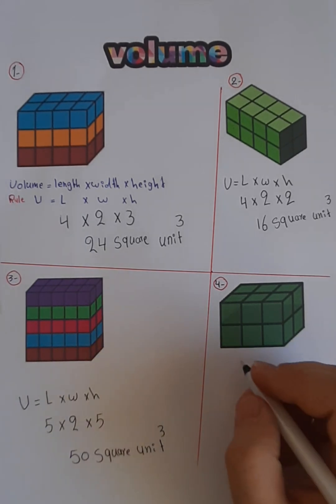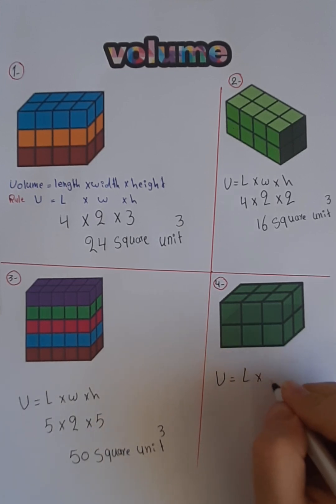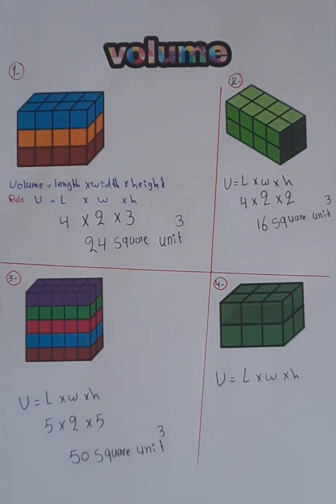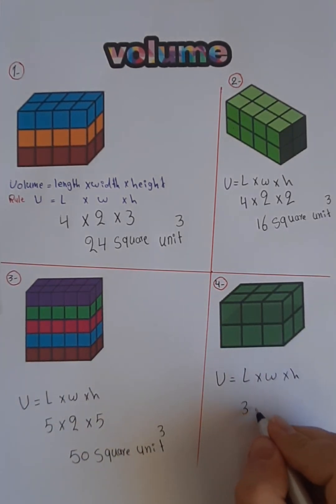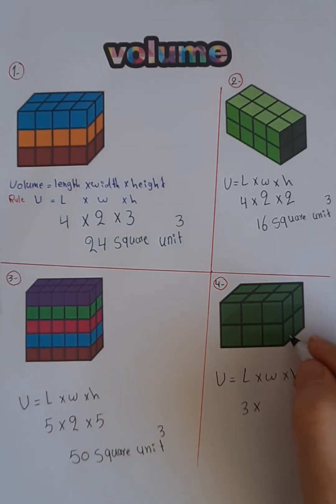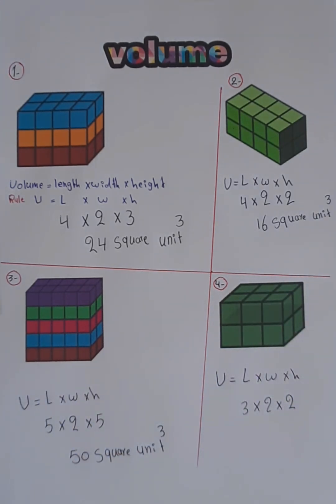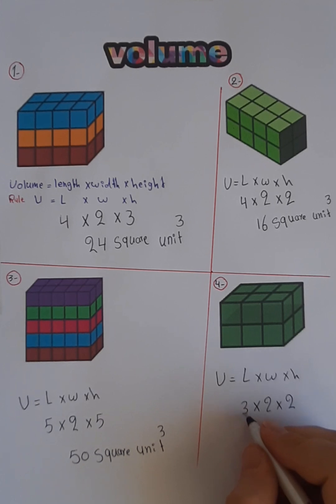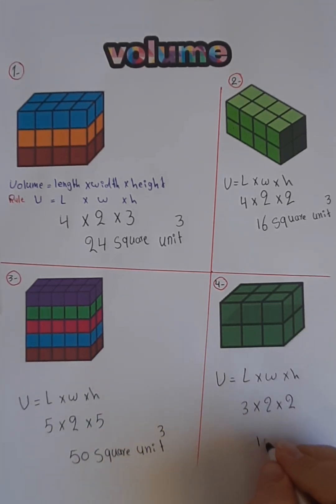Example number 4, the volume for this rectangular prism is length times width times height. The length of this shape is 1, 2, 3 squares. The width is 1, 2 squares and the height is 1, 2 squares. Now you have to multiply 3 times 2 equals 6 and 6 times 2 equals 12 square cubic units.